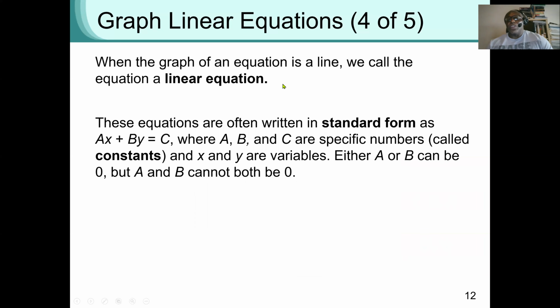When the graph of an equation is a line, we call the equation a linear equation. This equation is also often written in the standard form. The standard form will be ax plus by equals c. Again, a, b, and c can be any numbers.